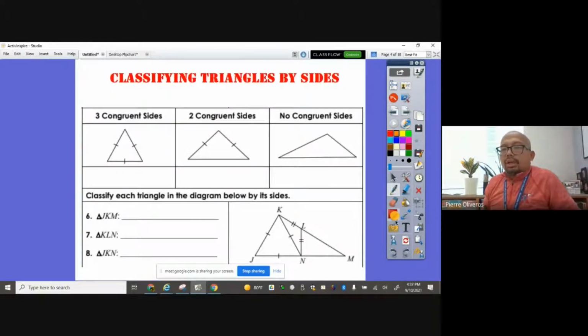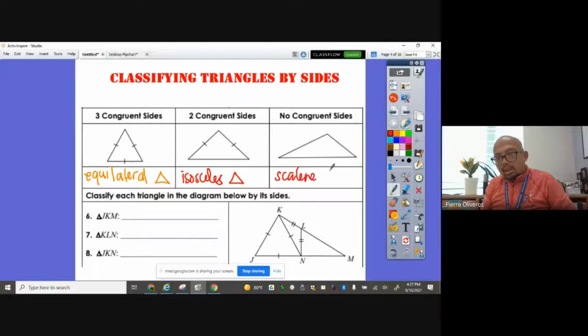Let's go now here, classify triangles by its sides. If there are three congruent sides, we call it equilateral. Lateral means side, triangle. If we only have two congruent sides, that's called isosceles triangle. No congruent side, that's called scalene triangle. Let's classify each triangle in the diagram below by its side.